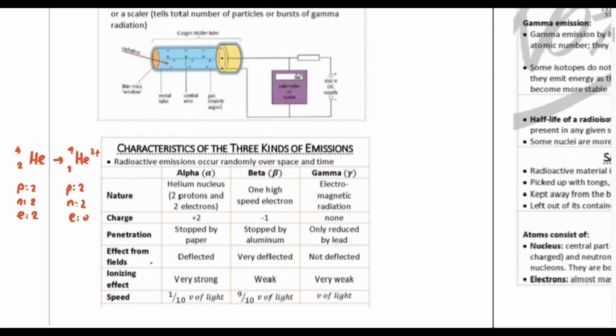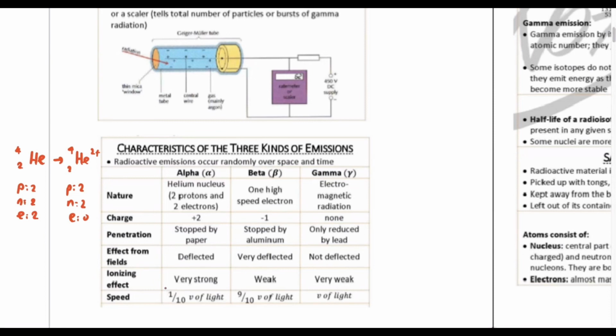Effect from field: deflected. Effect from field means what happens if you put it in an electric field, or in a magnetic field. So it's deflected. Why is it deflected? Because it has charge, a positive charge. If you put it in an electric field, it will deflect to the negative terminal. If you put it in a magnetic field, of course, you have to follow a certain direction based on Fleming's left-hand rule. We'll discuss that when necessary.